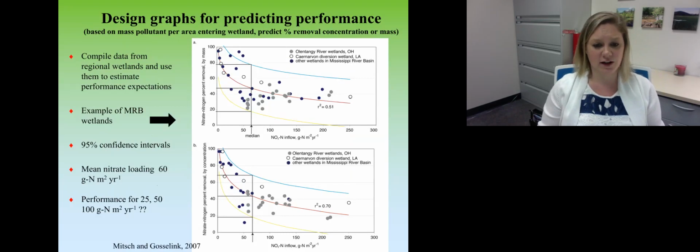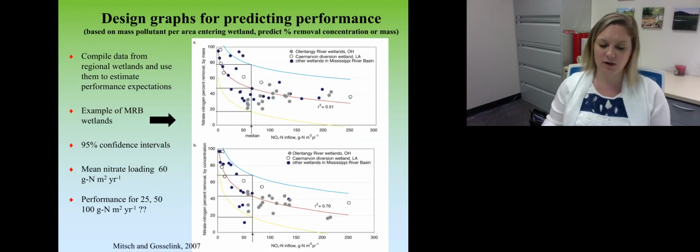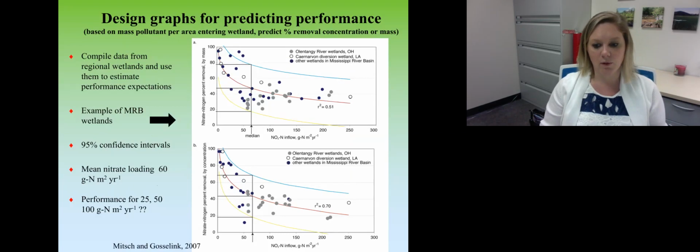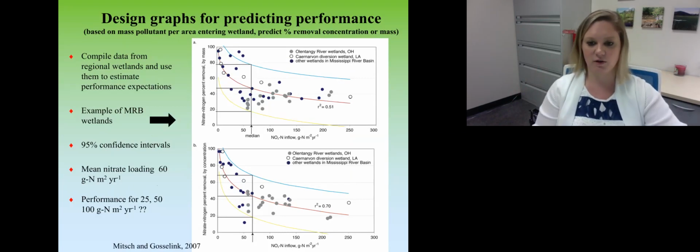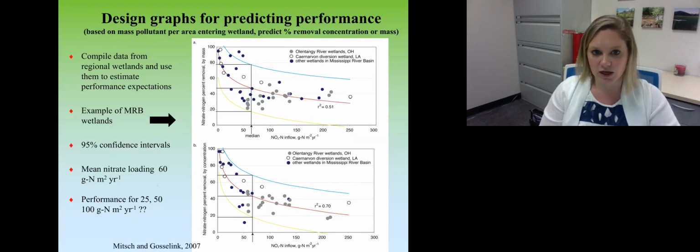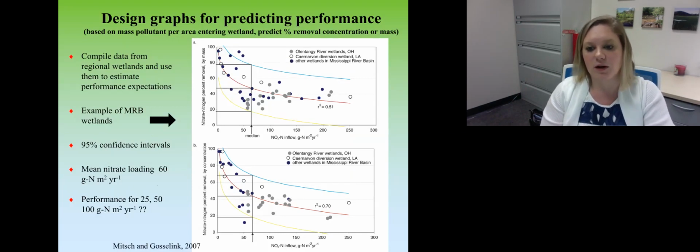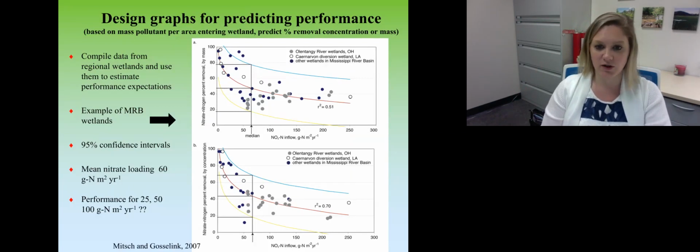As I was talking earlier today, I'm not a huge fan of percent removal because it can be highly variable. I'm more of a person that's interested in the inflow concentrations, and so these are nitrate inflows in grams of nitrogen per meter square per year. So when you look at the percent removal, you have a better idea of the load that's going in, and of that load, how much of it was removed. So if you have 100 grams of nitrogen per meter square per year coming in, and over 50% of it is removed, you have a good idea that you have around 50 grams of nitrogen per meter square per year leaving.